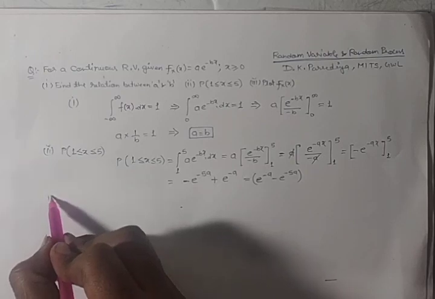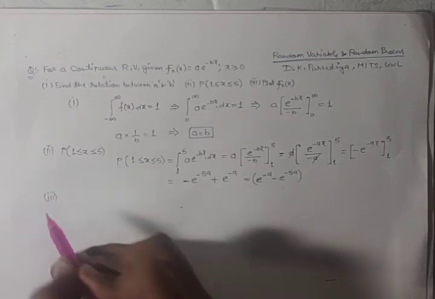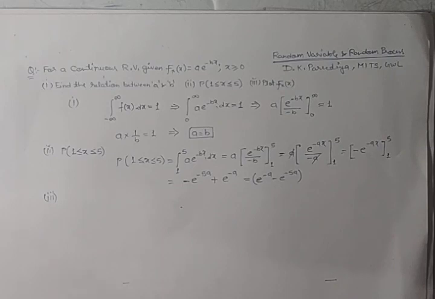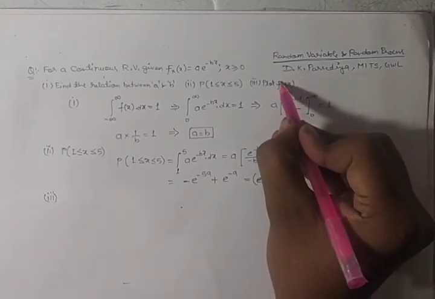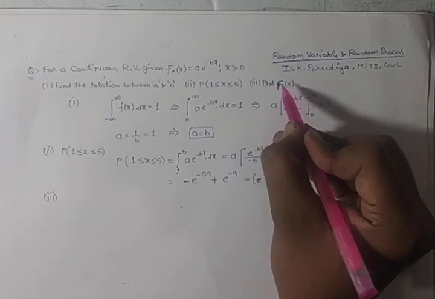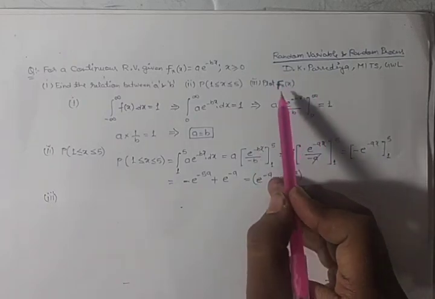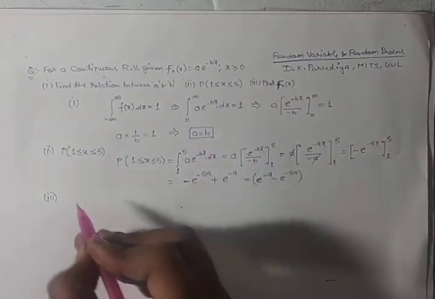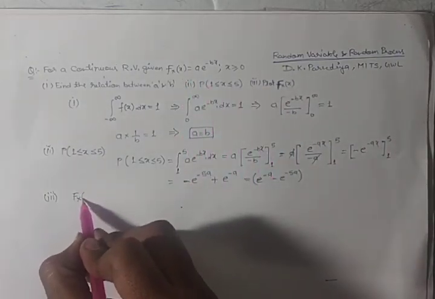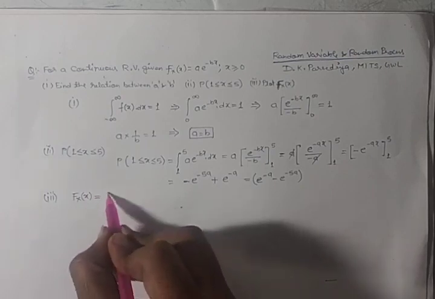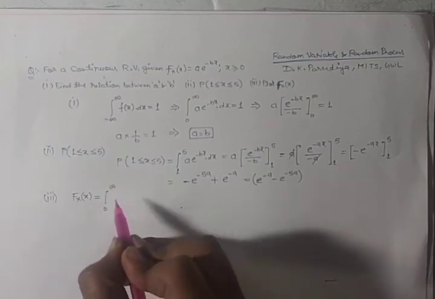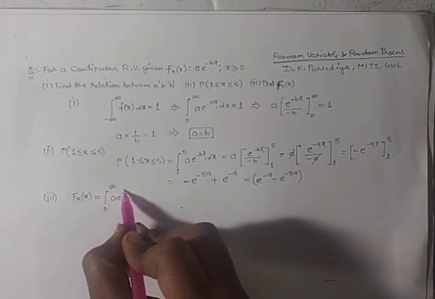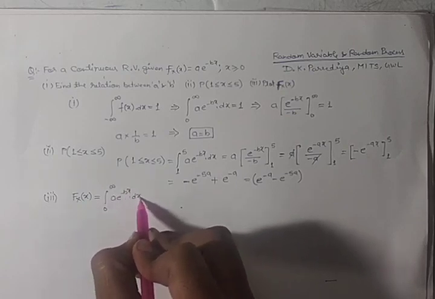Now the third is, we have to plot the probability density function. Actually we are interested to plot the probability distribution function. So this is capital F. So we have to plot the probability distribution function for the given probability density function. So third is F(x) for small x. We may write integration 0 to infinity a e to the power minus bx dx.